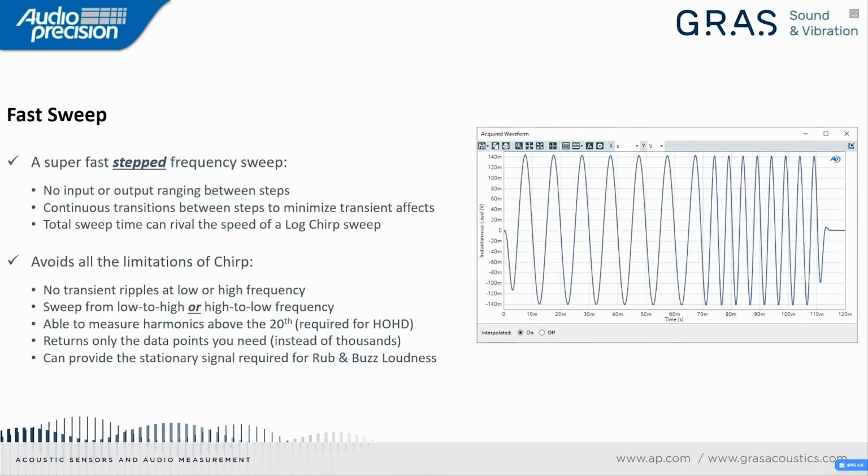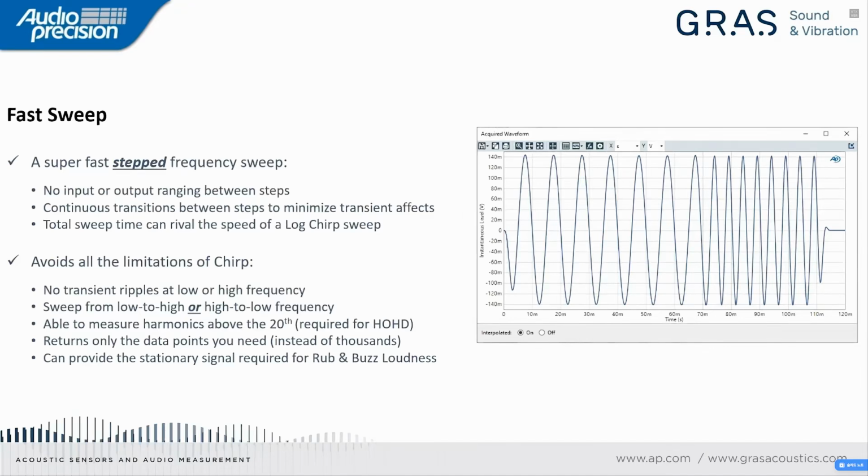So the fast sweep, as I mentioned, is a super fast step frequency sweep. It has no input or output ranging between steps, continuous transition between steps to minimize transient effects, and the total sweep time can rival the speed of a log chirp. And anyone who's used step frequency sweeps and would like, let's say, a fairly high resolution, you will know how long those old step frequency sweeps take, and the new fast sweep is much faster.